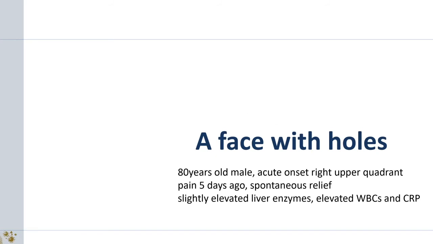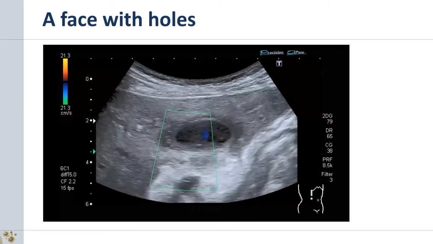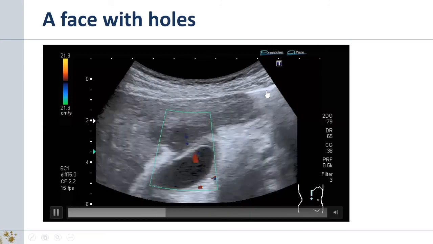in an 80-year-old male, and he also had acute onset right upper quadrant pain, but it was 5 days ago, and now the pain was better, but liver enzymes were elevated. The condition of the patient was better, and he had elevated inflammation parameters. And this is the gallbladder, and this is the liver.